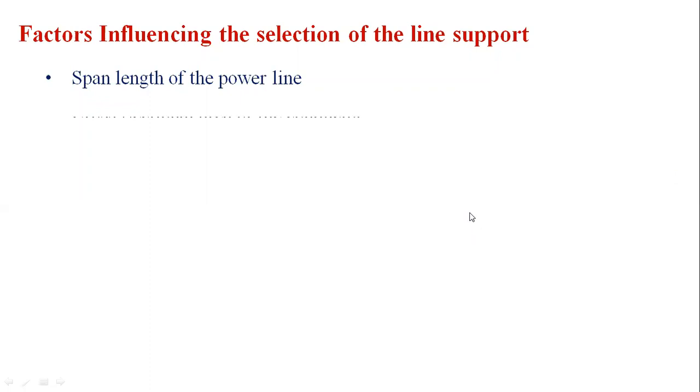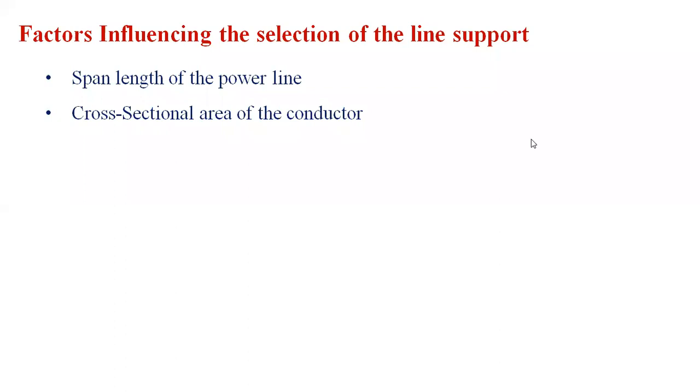Another one is the cross sectional area of the conductor. How much is the cross sectional area? Based upon the cross section, we decide whether poles or towers are required.